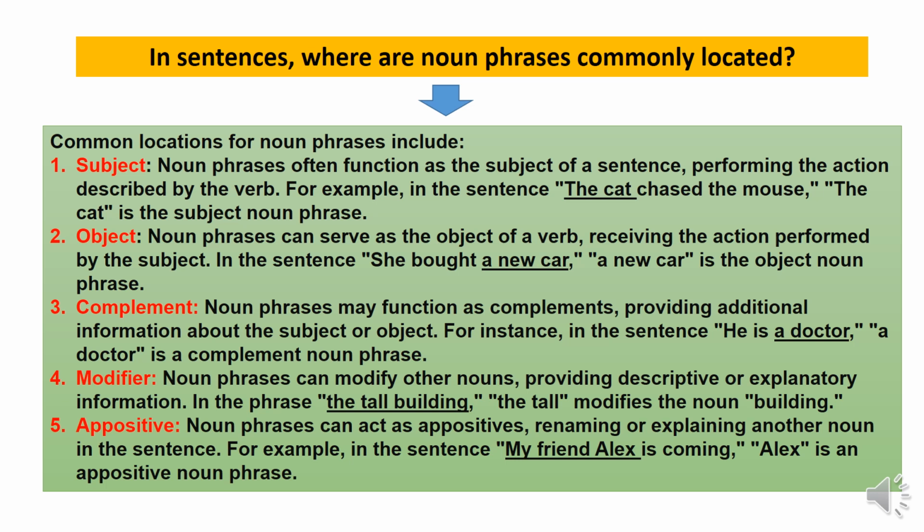And number five is an appositive. A noun phrase can act as an appositive. An appositive is renaming or explaining another noun. For example, my friend. My friend is an appositive, renaming Alex, or describing Alex. My friend Alex is coming. My friend is a noun phrase. Together with Alex, you can say that my friend Alex is actually a noun phrase.